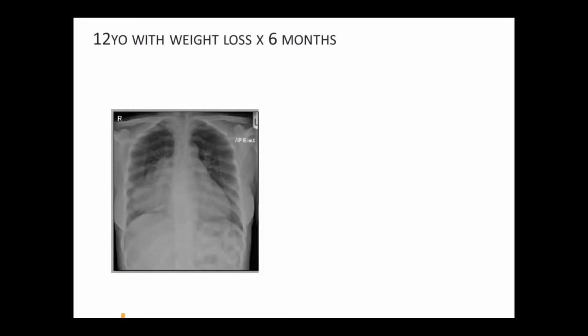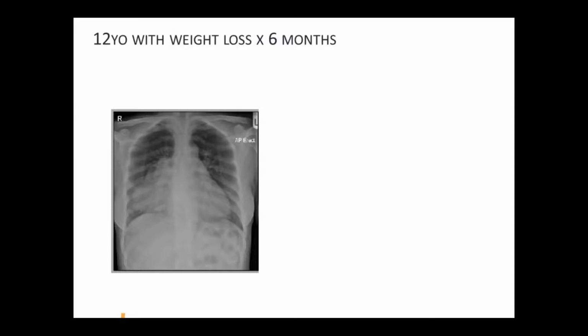Our second case involves a 12-year-old child that presents with weight loss over the last 6 months. The chest film is slightly underexposed as the vertebral bodies are not visible through the heart. 9 to 10 posterior ribs are visible and the clavicles are equidistant from the spine. Let's take a stab at interpreting this chest X-ray. Are there any abnormalities present on the film, and what is your diagnosis?